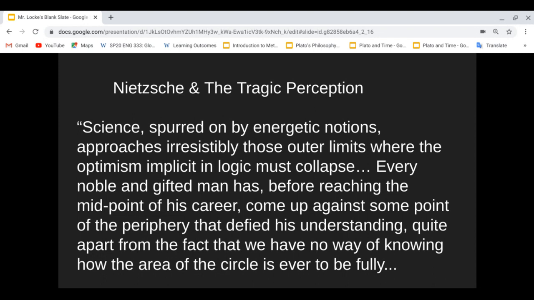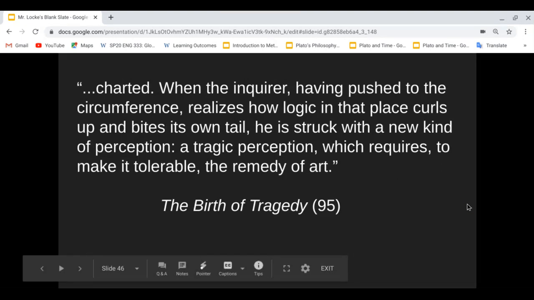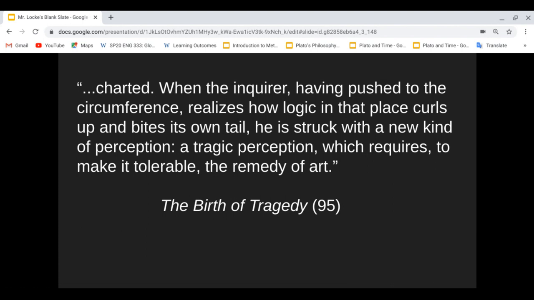Nietzsche's going to say, science, spurred on by energetic notions, approaches irresistibly those outer limits where the optimism implicit in logic must collapse. Every noble and gifted man has, before reaching the midpoint of his career, come up against some point of the periphery that defied his understanding, quite apart from the fact that we have no way of knowing how the area of the circle is ever to be fully charted. When the inquirer, having pushed to the circumference, realizes how logic in that place curls up and bites its own tail, he is struck with a new kind of perception, a tragic perception, which requires, to make it tolerable, the remedy of art. Hence, in the example we just gave, the necessity for Chomsky to resort to art, to the telling of stories, since he has no way of giving a reason for reason.